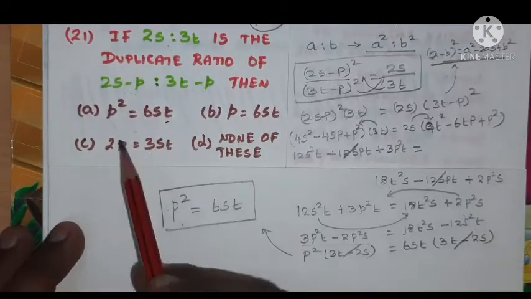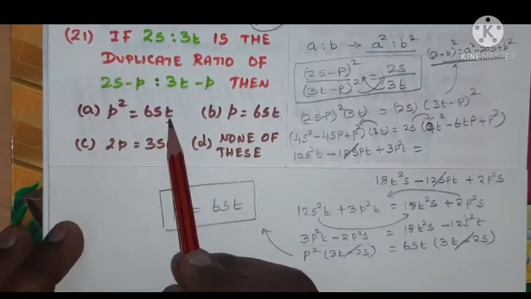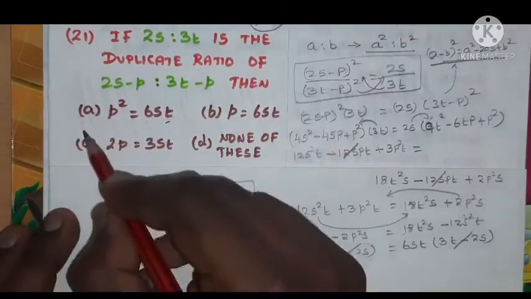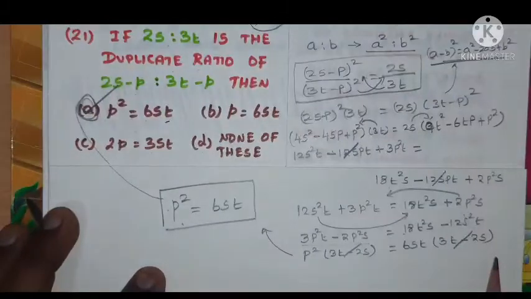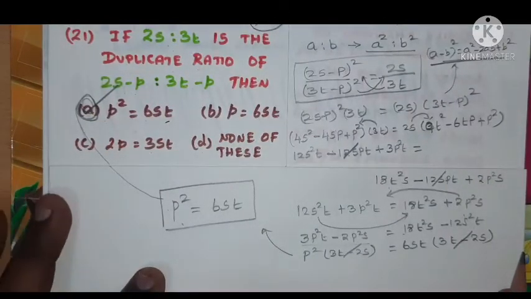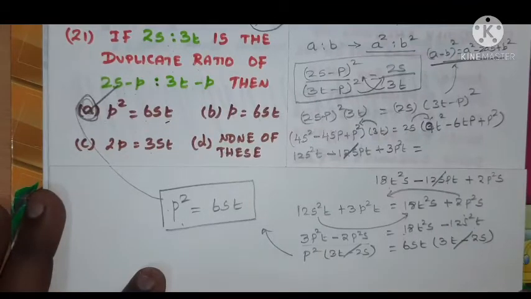So look at the options. Option A, p² is equal to 6st. The answer is matching with option A. Hence option A is the right answer for this particular question. Right? Hope you understand how we found the answer for this particular problem. Thank you. We'll go to the next question.